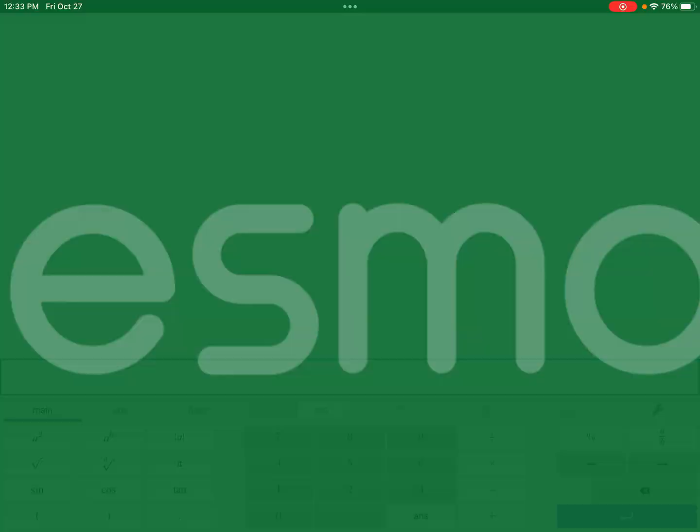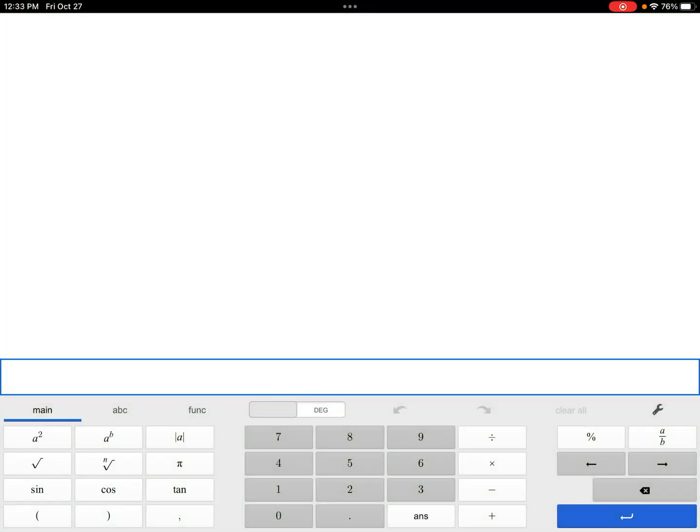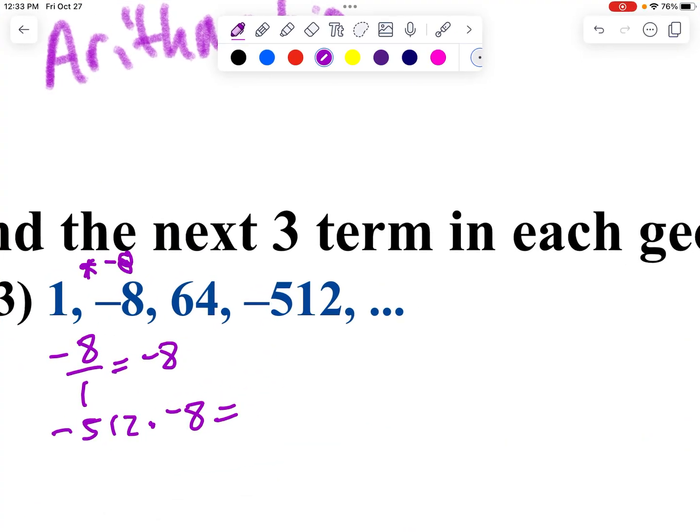So if I go 512 times 8, I get 4,096. So my next term is going to be 4,096. And if I take 4,096 times negative 8, I know my answer is negative.